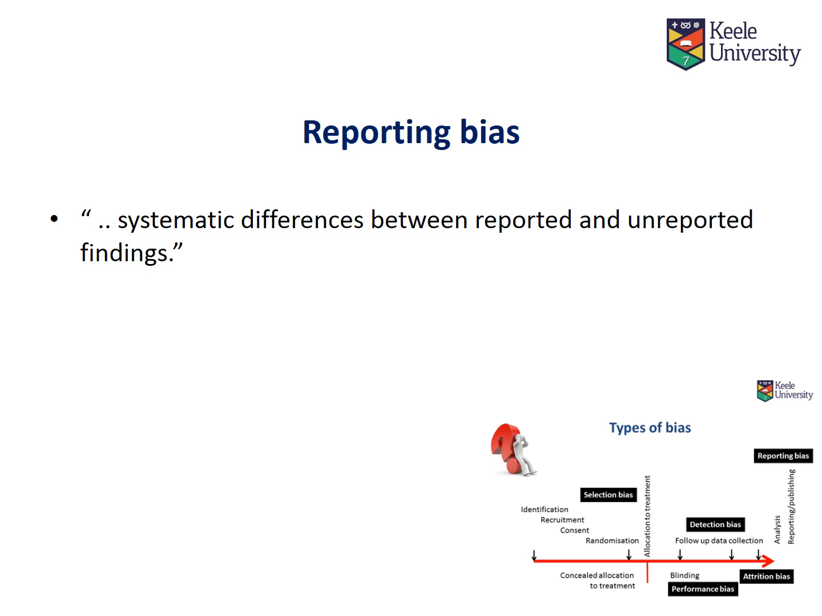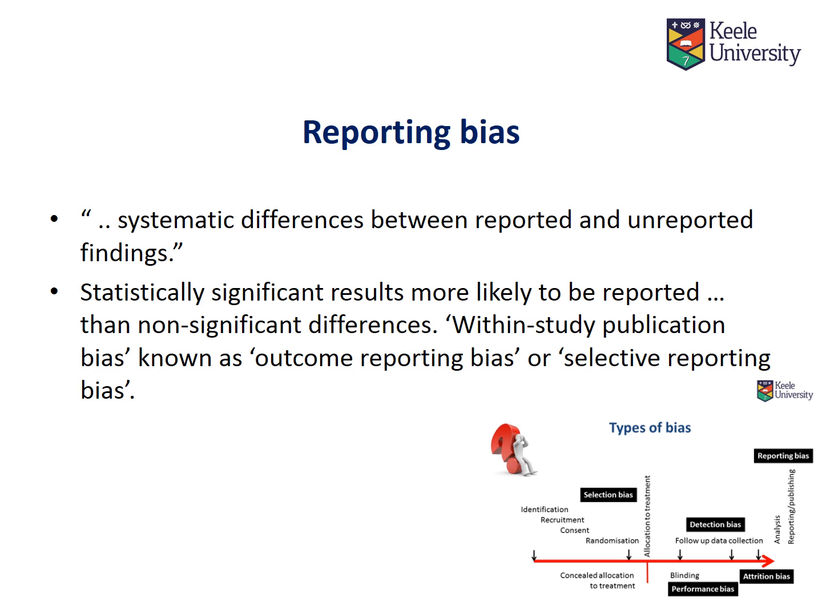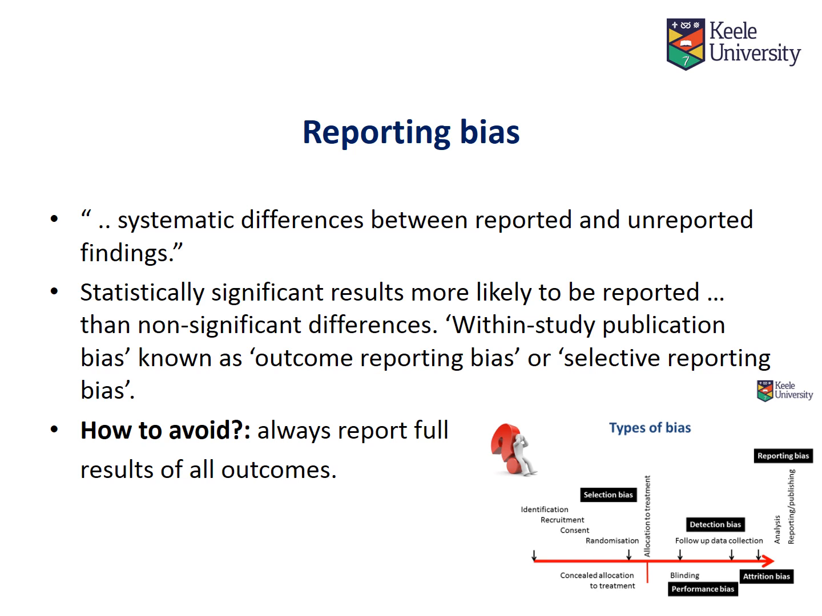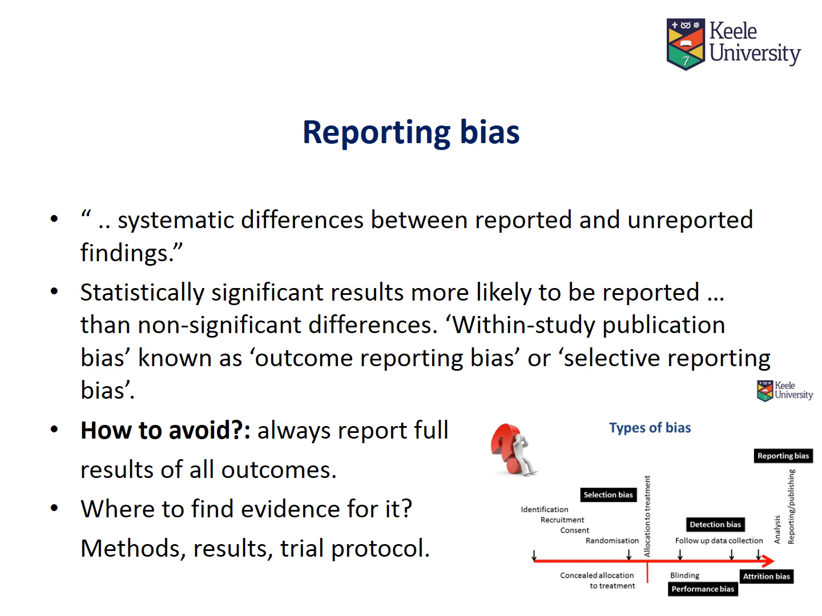Reporting bias is another type of bias in which there are systematic differences between reported and unreported findings. That is, researchers selectively choose which outcomes to report. For instance, they only report significant outcomes or outcomes which showed positive results and ignore or not report outcomes which were negative. Of course, you can imagine this leads to bias. How to avoid it? Well, you really want to report everything that you set out to report and to study. And you find evidence for that in the methods, results, and trial protocol, because that will help you look at what outcomes the trialists decided to select and study, and you want to really match that with the results to make absolutely sure that this is what they set out to do.